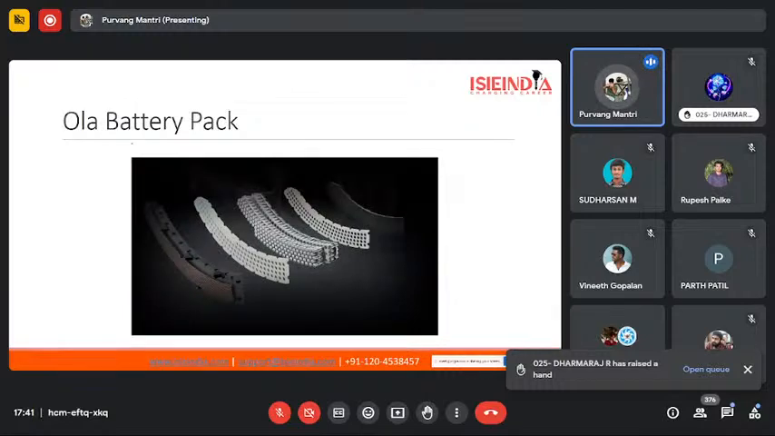Similarly, we have Ola's battery pack. Ola is using 21700 cells, and they are using the space quite efficiently in their two-wheeler. They have housed the cells in such a form, and the structure which is used for keeping the cells in place is designed pretty well. Again, because of this type of structure, the air can flow from the front and cool the cells easily.